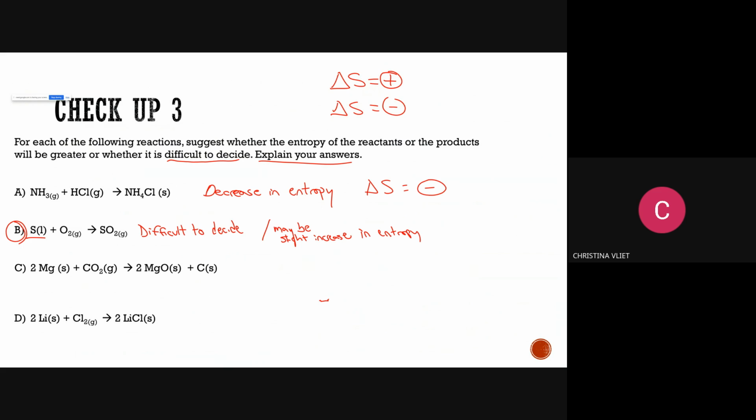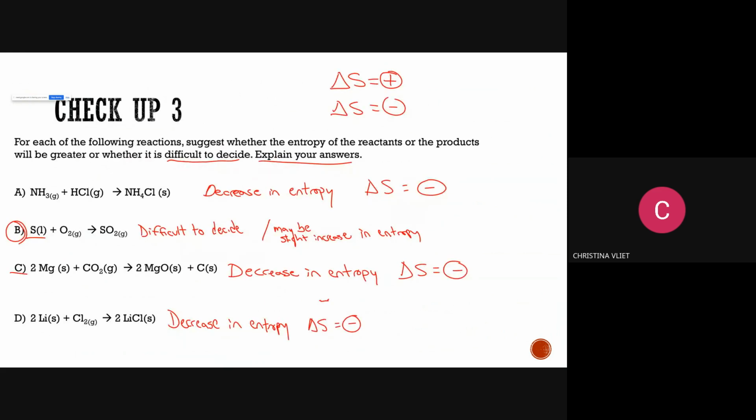All right, next question, C. You've got a solid and a gas going to just solids. What do you think? Definite decrease in entropy. Because no gases, all solids. So here delta S equals negative for sure. And here, solid and gas go to solid. Another decrease in entropy. Delta S equals negative.